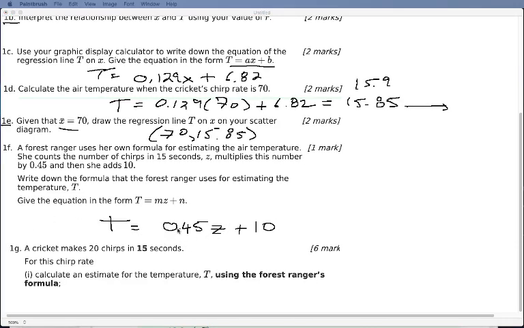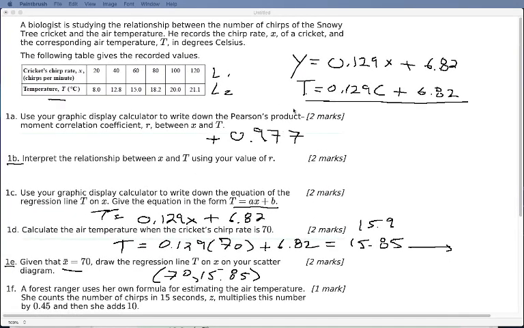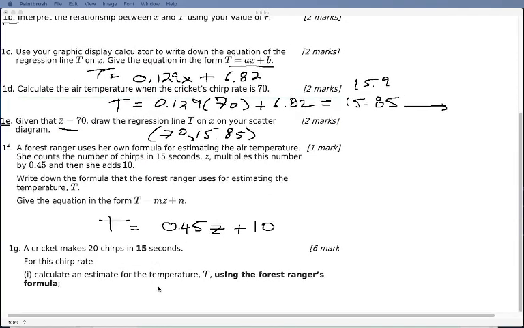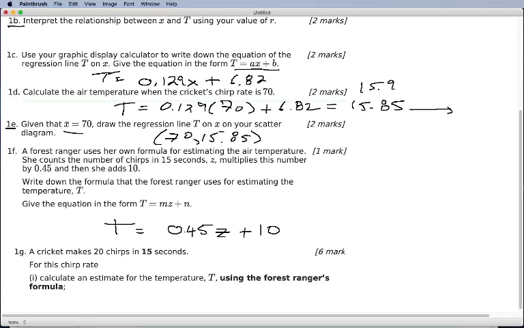So one last additional piece to this question is to calculate the estimate for the temperature using the forest ranger's formula. It says here a cricket makes 20 chirps in 15 seconds. So if we look at the top here, we have the chirp rate X of a cricket and the corresponding air temperature. So it's the same idea here. Now all we have is our formula, which is temperature is equal to 0.45 times the number of chirps, which is 20, plus 10.